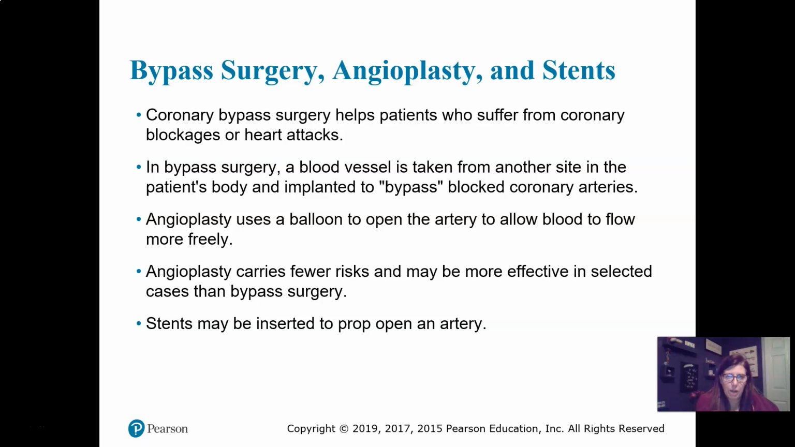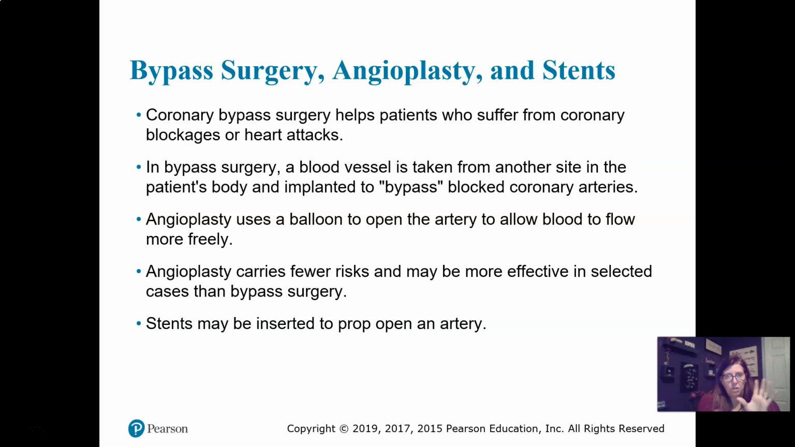Coronary bypass surgery helps patients who suffer from coronary blockages or heart attacks. In bypass surgery, a blood vessel is taken from another site in the patient's body and implanted to bypass blocked coronary arteries. So you hear of people who have a double bypass, triple bypass. I recently know someone who got a quadruple bypass. So they're taking those blood vessels from another site and bypassing the blocked arteries in the heart.